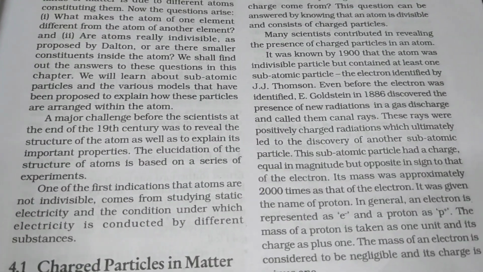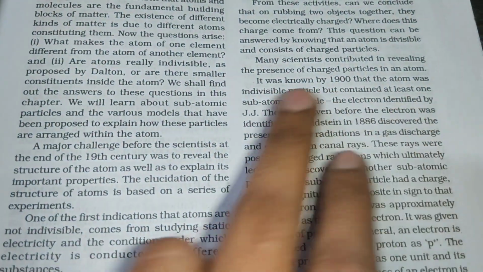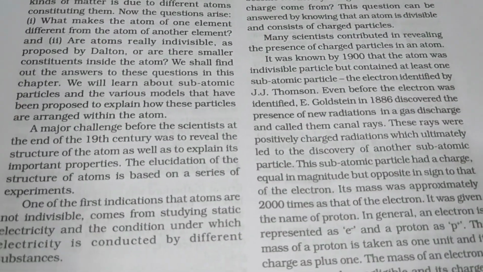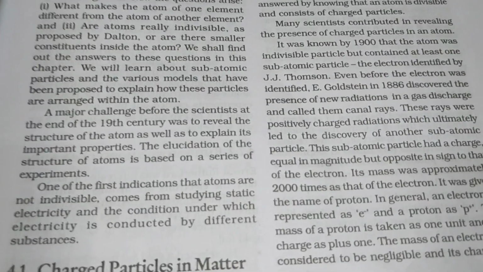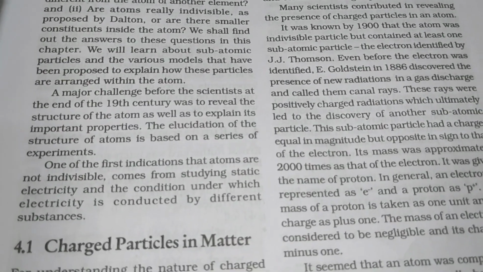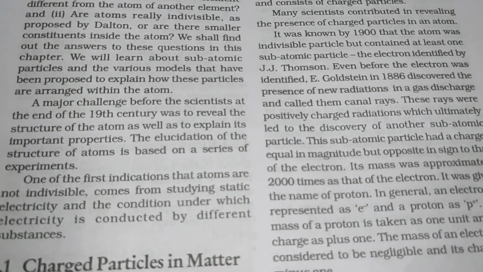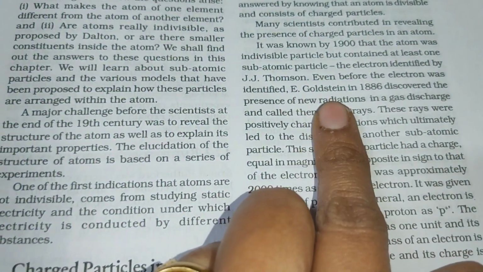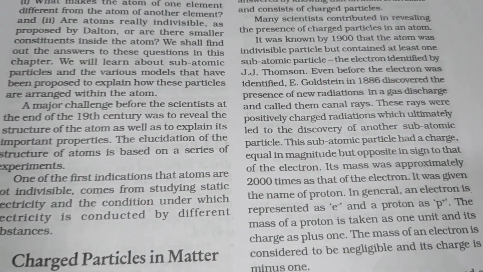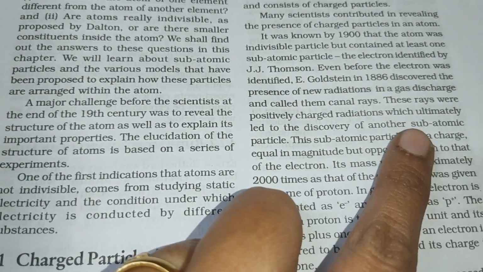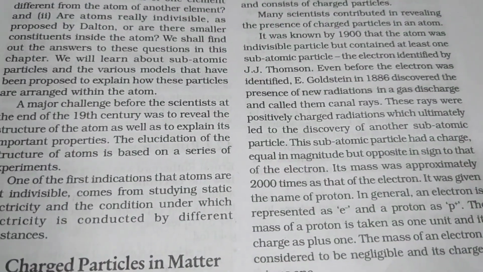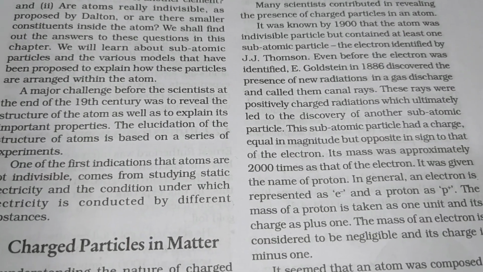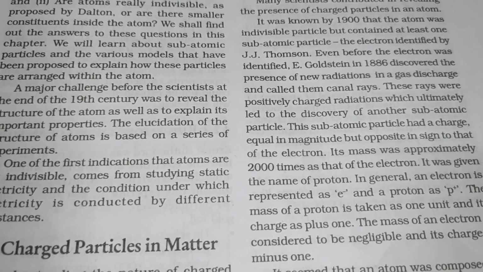By 1900 it was known that the atom was divisible and contained at least one subatomic particle, that is the electron. First J.J. Thomson told that it contained an electron. After that, Goldstein in 1886, before that only, found some new radiations in a gas discharge tube and called them canal rays. These rays are positively charged radiations which ultimately led to subatomic particles.